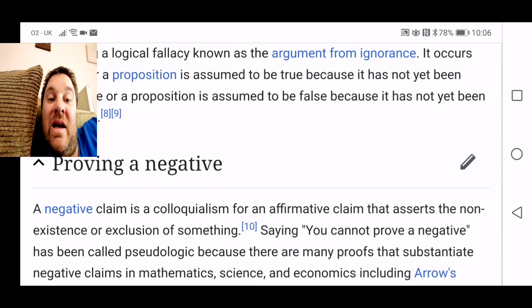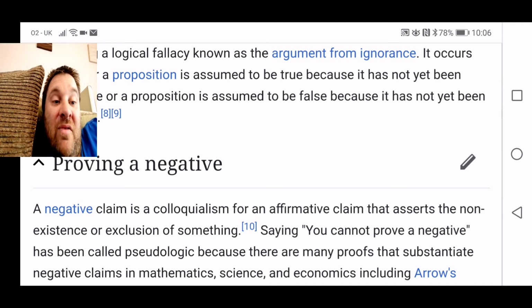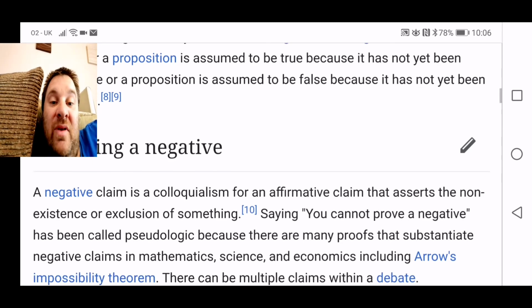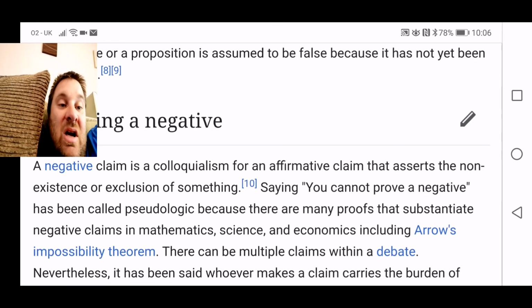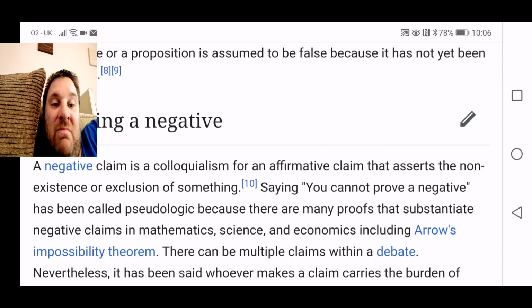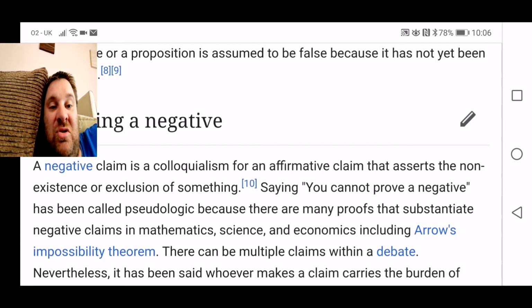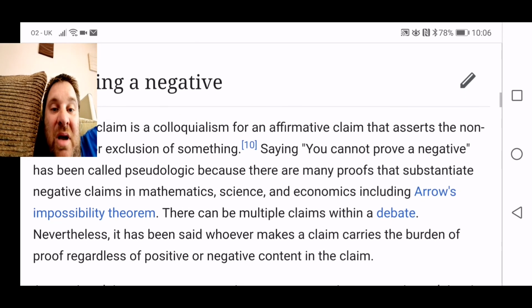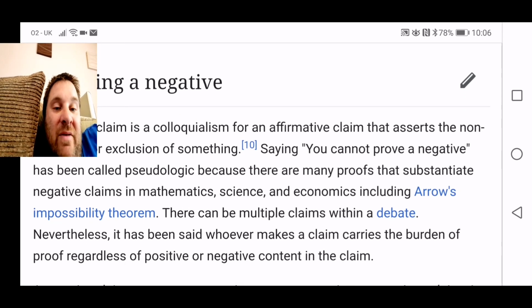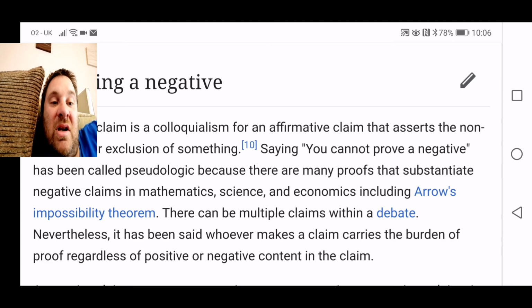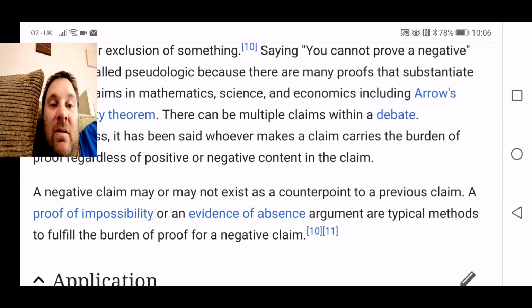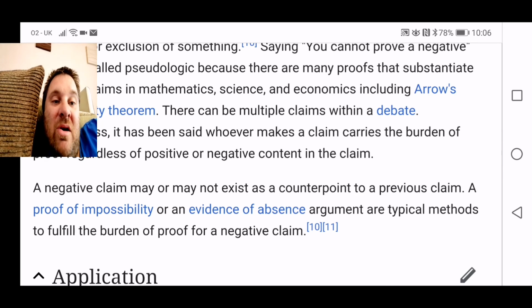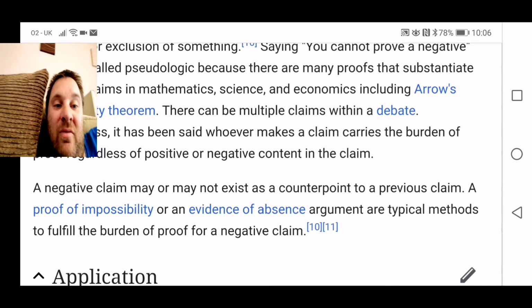Proving a negative. A negative claim is a colloquialism for an affirmative claim that asserts the non-existence or exclusion of something. Saying you cannot prove a negative has been called pseudo-logic because there are many proofs that substantiate negative claims in mathematics, science, and economics, including Arrow's impossibility theorem. Nevertheless, whoever makes a claim carries a burden of proof, regardless of positive or negative content in the claim. A negative claim may or may not exist as a counterpoint to a previous claim. A proof of impossibility or an evidence of absence argument are typical methods to fulfill the burden of proof for a negative claim.